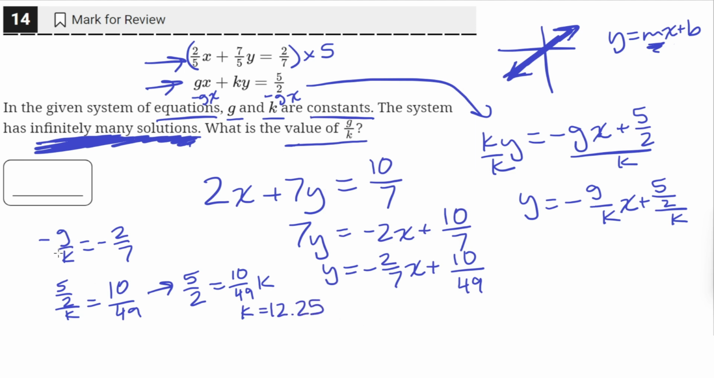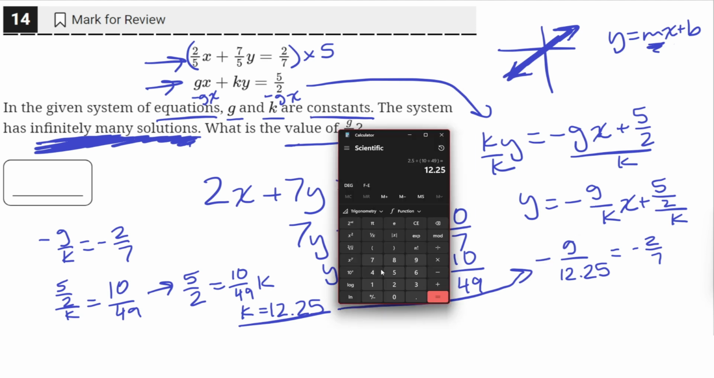So let's plug that into our negative g over k equation. So negative g over k, and we found k to be 12.25. 12.25 equals negative 2 over 7. So then we can just multiply both sides by 12.25 or negative 12.25 to get rid of the negative as well. So we'll just get 2 divided by 7 multiplied with 12.25. That gives us 3.5.